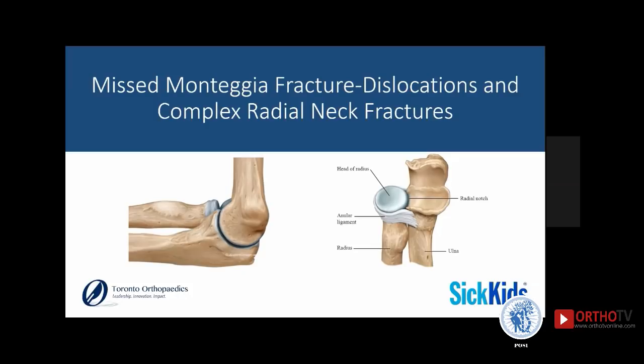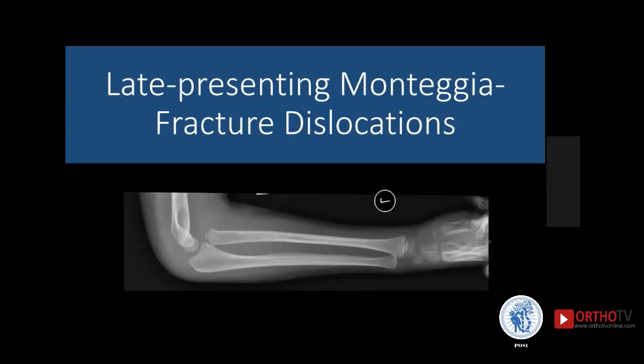And we tend to categorize these fractures into two distinct types. But I think as we get more imaging, we'll start to divide these fractures up into many more entities than purely Monteggia fracture dislocations and complex radial neck fractures. So let's start with late presenting Monteggia fracture dislocations, and by that I mean those fractures where the ulna has already healed.